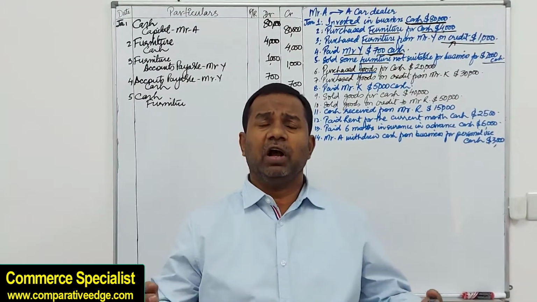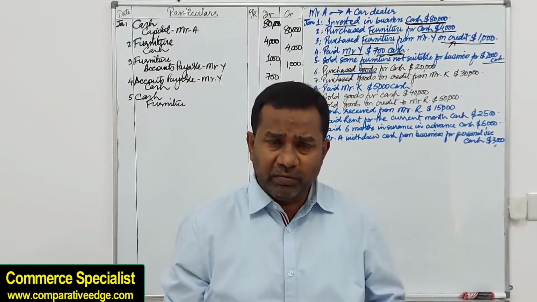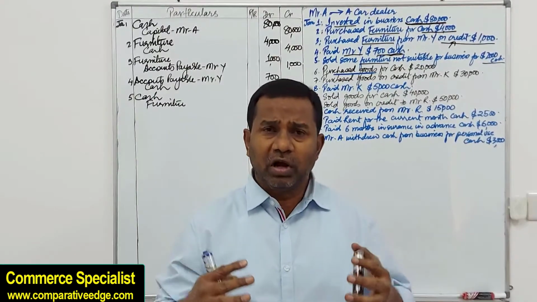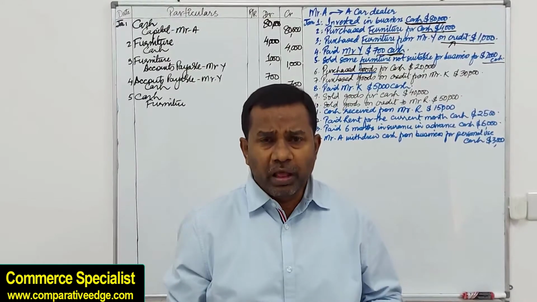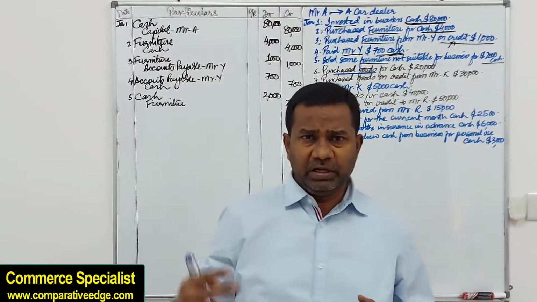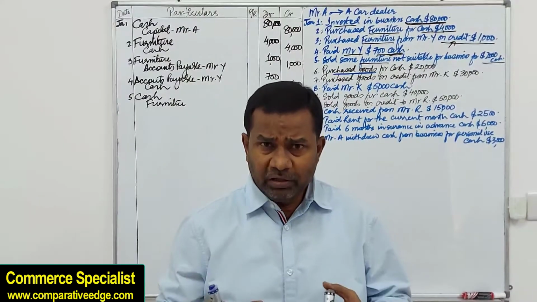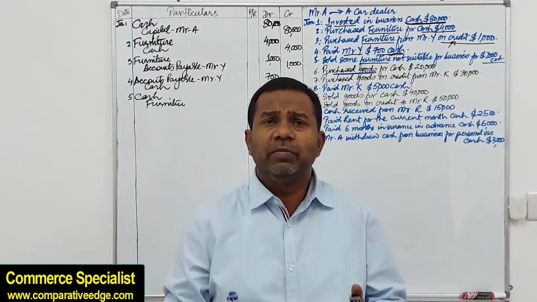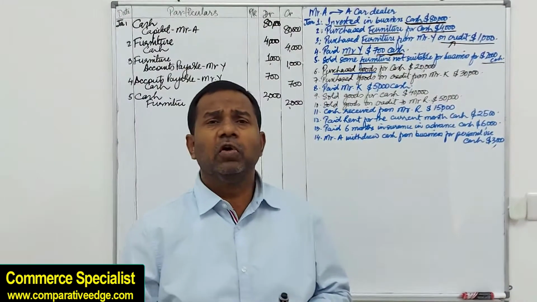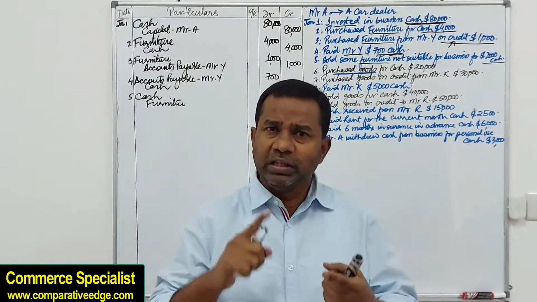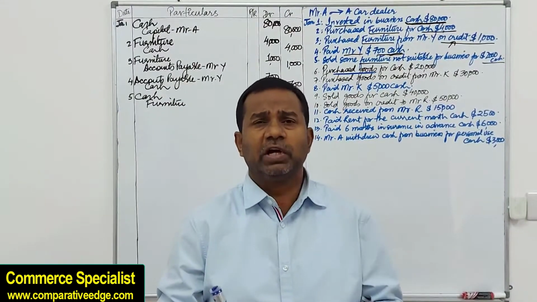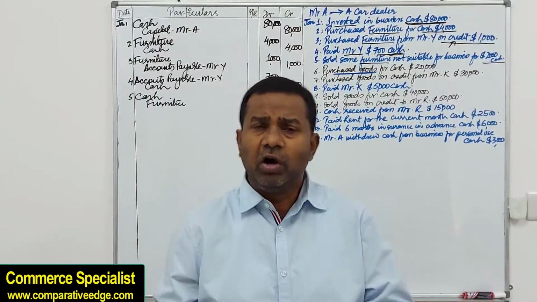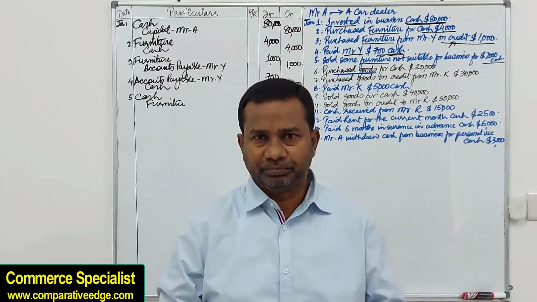So if I have a car manufacturing factory, why do I manufacture cars? To sell. If I have a car showroom, I buy cars from somebody. Why do I buy? To sell. So cars will be my goods. Another name for goods is merchandise. You call them merchandise, goods or stock, means items which are either manufactured or purchased for the purpose of selling.